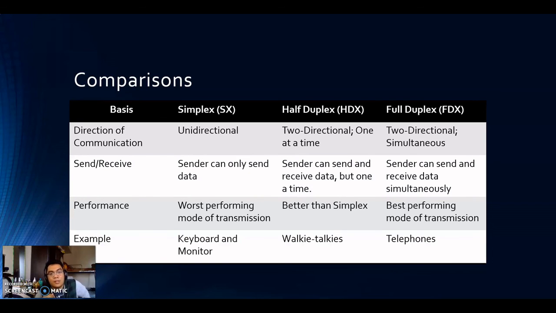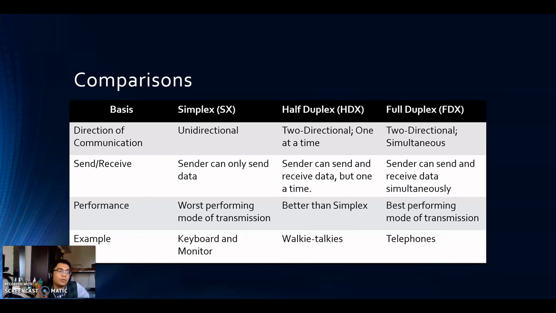However, it is noted that between the three, it is the worst performing mode of transmission. Because unlike the full and the half duplex, receivers cannot send data as well. So that's why it's actually the worst performing mode of transmission. So now let's move to the half duplex, or HDX.